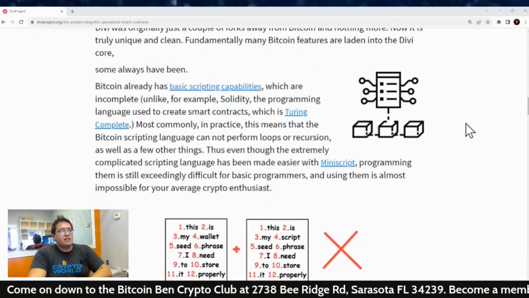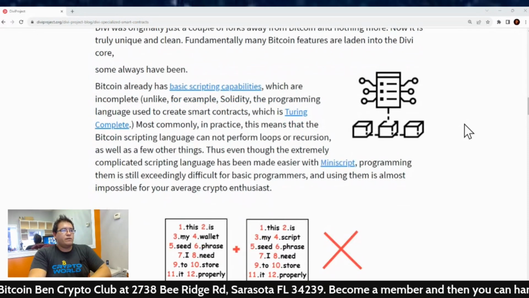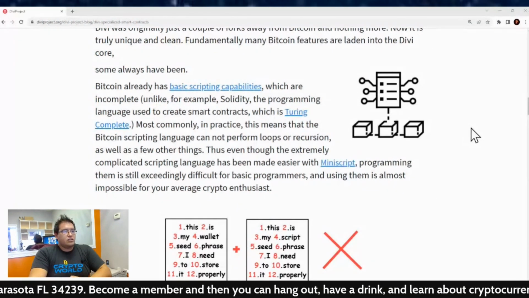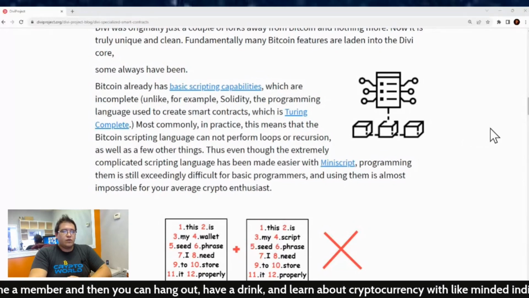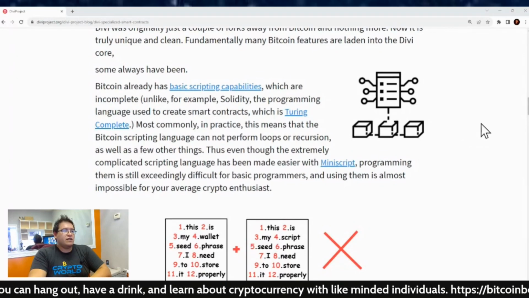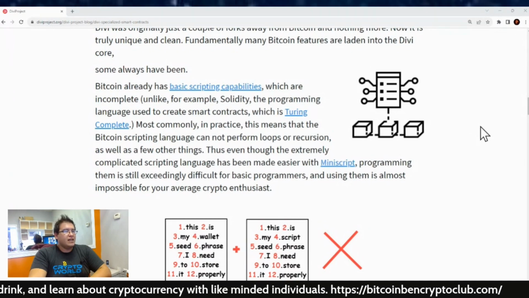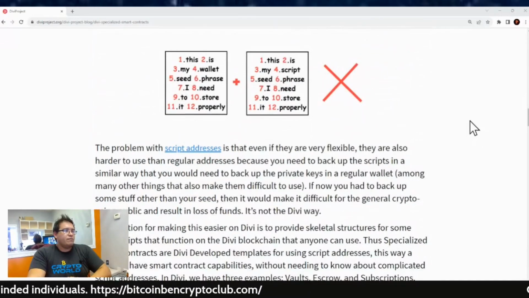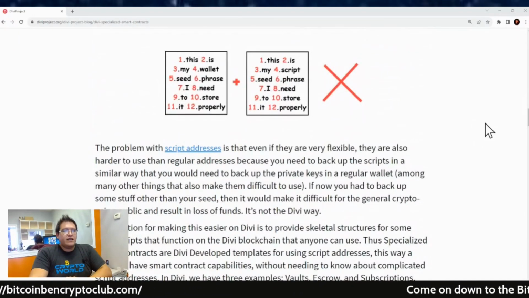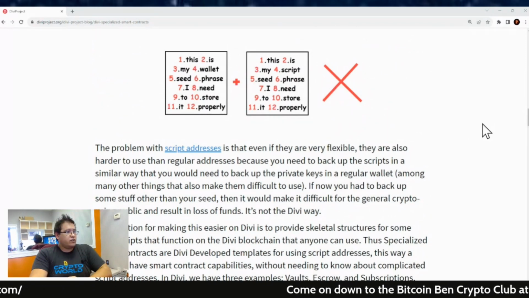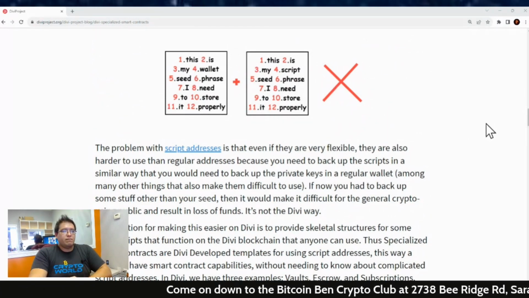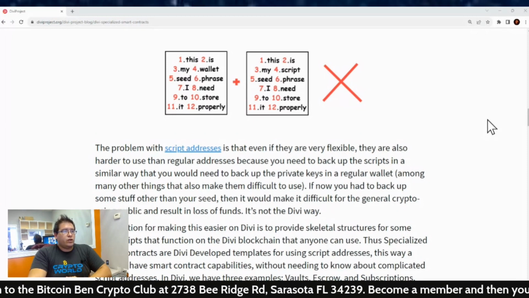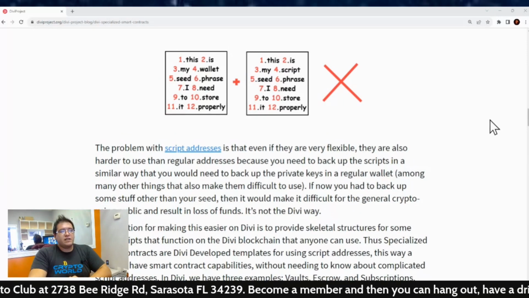Most commonly in practice, this means that the Bitcoin scripting language cannot perform loops or recursions, as well as a few other things. Thus, even though the extremely complicated scripting language has been made easier with miniscript, programming them in still is extremely difficult for basic programmers, and using them is almost impossible for your average crypto enthusiast. Now, the problem with script addresses is that even if they are very flexible, they are also harder to use than regular addresses because you need to back up the scripts in a similar way that you would need to back up the private keys in a regular wallet, among many other things that also makes them difficult to use.